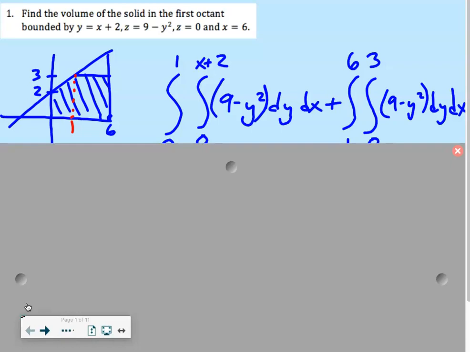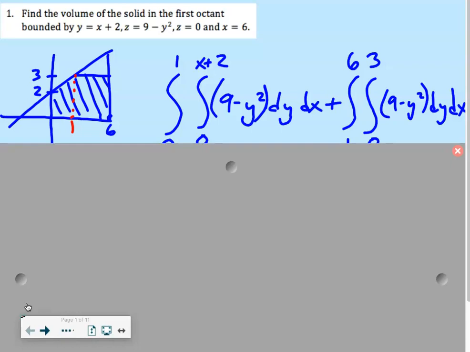But the problem is it's also bounded by z equals 9 minus y squared. And remember it's got to be in the first octant, so z has to be positive, right? If z is 0, that means y squared equals 9, and for z to be positive, the y has to be between negative 3 and 3. The y can't go above 3, because if the y goes above 3, your z becomes negative. So you have to chop off the y's at 3.